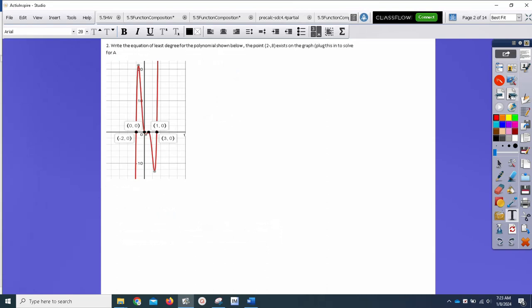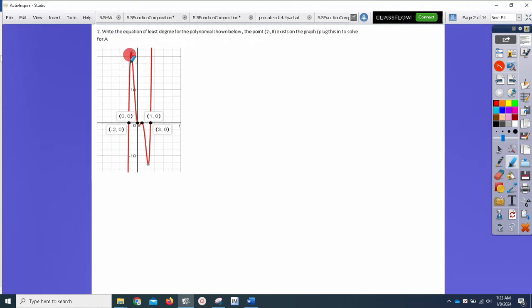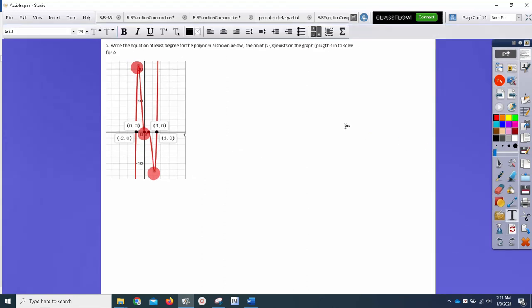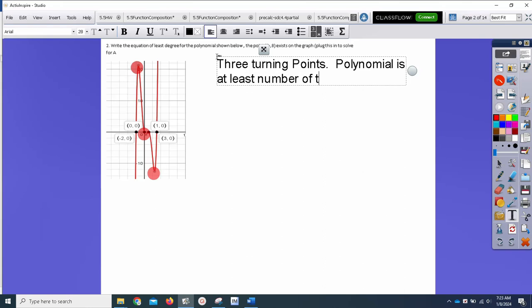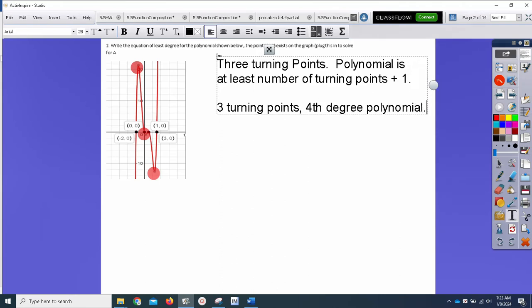Number 2, we have equation writing. So there's a lot of stuff on here. I'm highlighting these places right here. Those are called turning points. There are 3 turning points. So what I know from that is the polynomial degree is at least the number of turning points plus 1. So there's 3 turning points. This is a 4th degree polynomial. That's what I know.